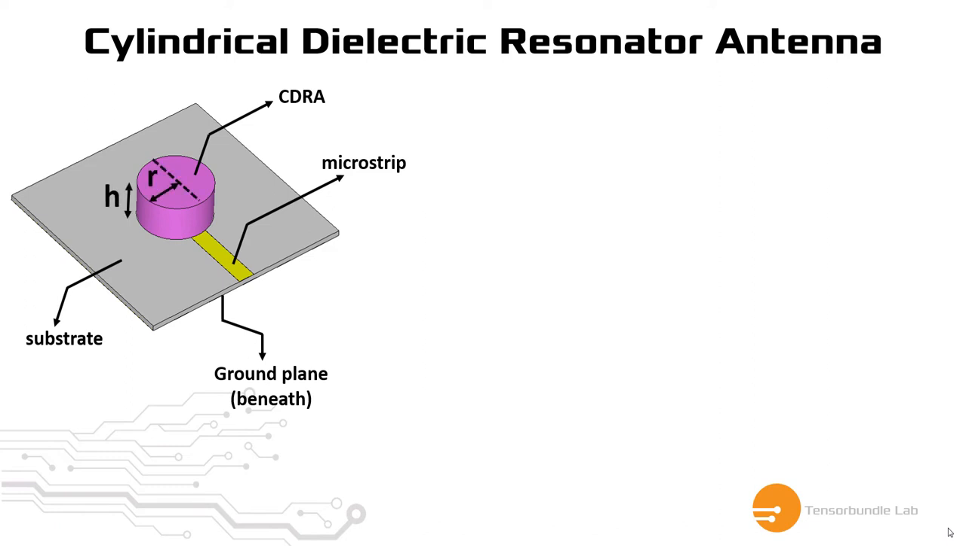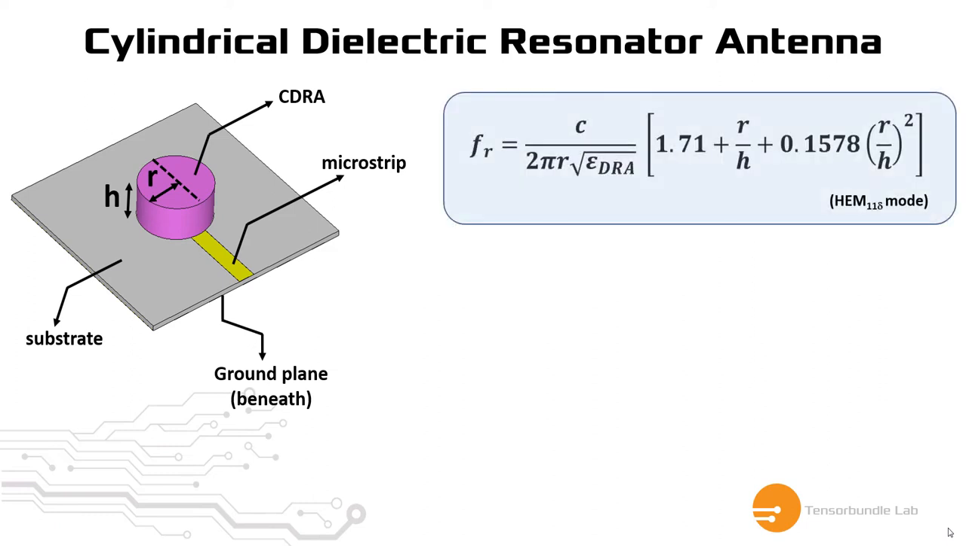If we assume that the cylinder has a radius of R and a height of H, then the resonance frequency can be roughly calculated by using this expression. But again, this expression is only valid for this hybrid mode, which is denoted by the HEM11 delta mode. Now, you should also be aware that this same cylindrical dielectric resonator antenna can be excited in different modes, for example, transverse electric or transverse magnetic modes. Then you have to calculate the frequency of those modes with different expressions.